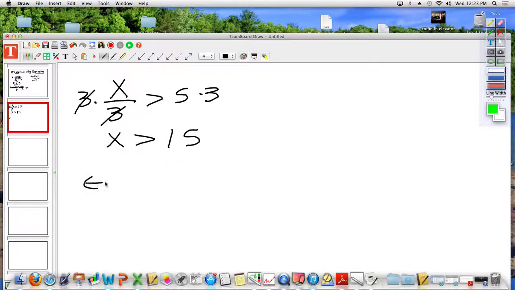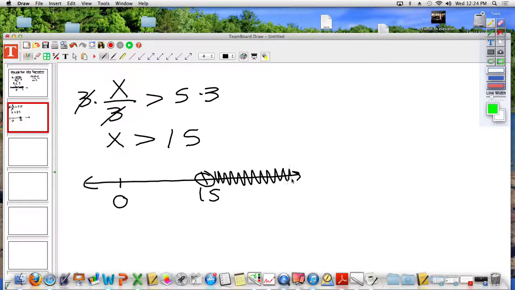On a number line, locate 15. I'm going to put 0 here, 15 here. I'm going to put a circle there. Do I color it in or do I leave it open? Leave it open. It's greater than 15. It does not include 15. The next question is, where do you shade? You go away from 0. You're going to shade to the right. Shade everything to the right, everything greater than 15.